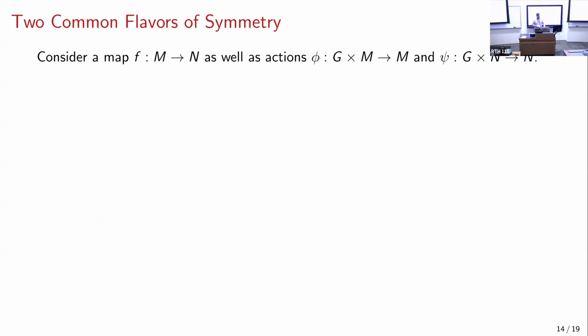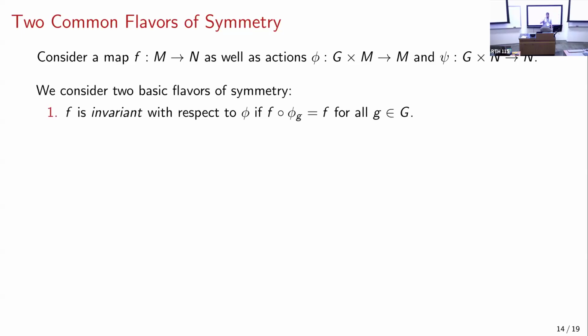Okay, I'm about to run out of time, so I'm going to go fast. There are two flavors of symmetry we'll talk about in this workshop, and I won't belabor them too much because I think you'll hear a lot about them later today. We're going to start with some map F from M to N. These are both manifolds, with actions on both the domain M and the codomain N, right?